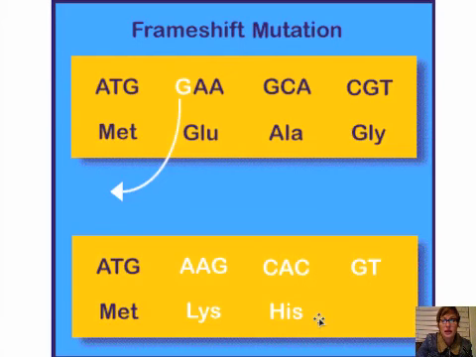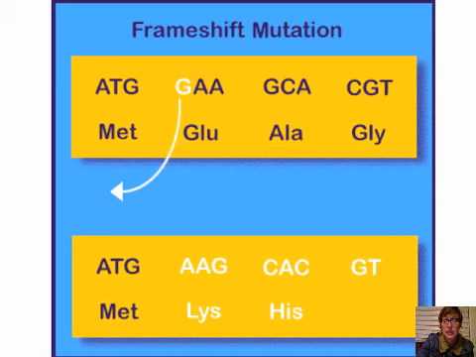Here is yet another example. We have ATG coding for methionine, GAA coding for, I think this is glutamine, alanine, and glycine. If we get rid of this G, then the only codon that actually stays the same is methionine. From that point on, everything is different. So then we get lysine and histidine instead.